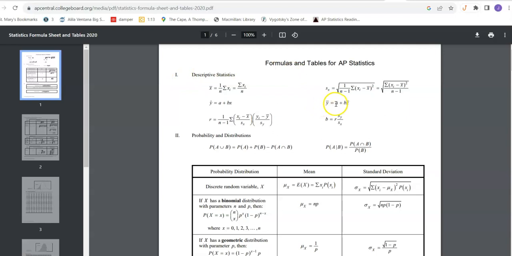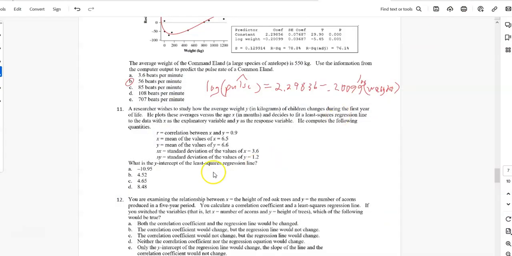Y bar, the average y, equals a plus b times the average x. And then b, which is the slope, is r times s sub y over s sub x. So using those two formulas, you really need those two formulas to plug it in. So we're going to do the b value first.